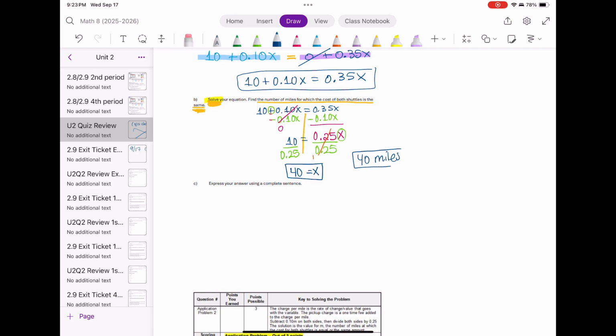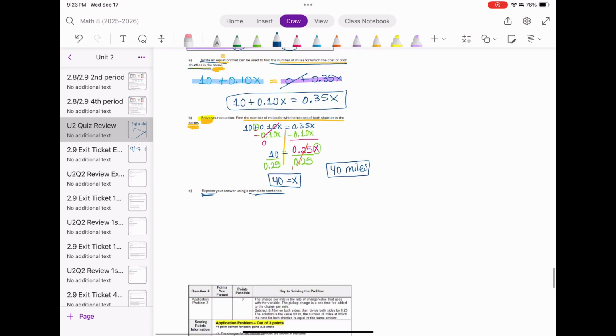For letter C, they're saying to express your answer using a complete sentence. So what does that 40 mean? So again, the question was find the number of miles for which the cost of both shuttles is the same. So I'm going to say in 40 miles, the number of miles will cost the same for both shuttles.